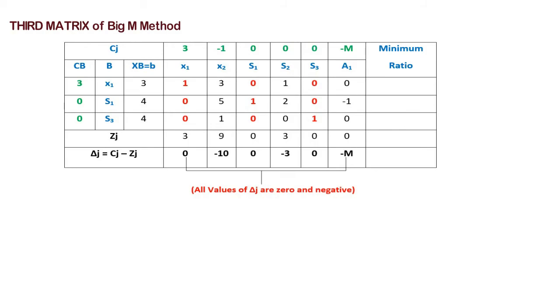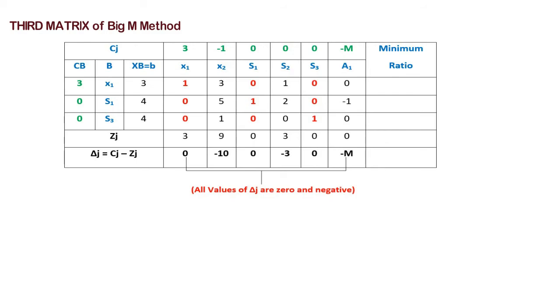Again in this you have to consider the identity matrix. Then by considering that identity matrix column, you have to put the variables in the basis column, that is x1, s1 and s3. Same way calculate the cost of the basis variables, that you will get from the Cj row, that is 3, 0, 0. Then same way calculate the Zj value and delta J value. So if you observe the delta J values, the values are 0, minus 10, 0, minus 3, 0 and minus M.